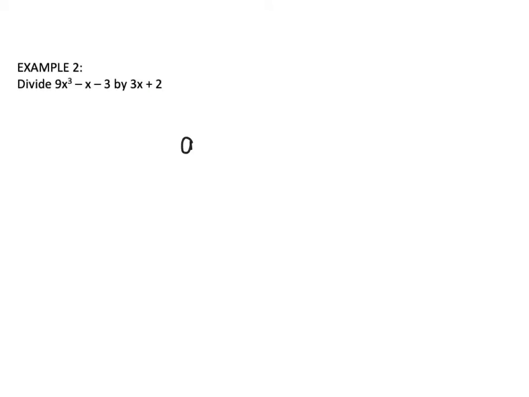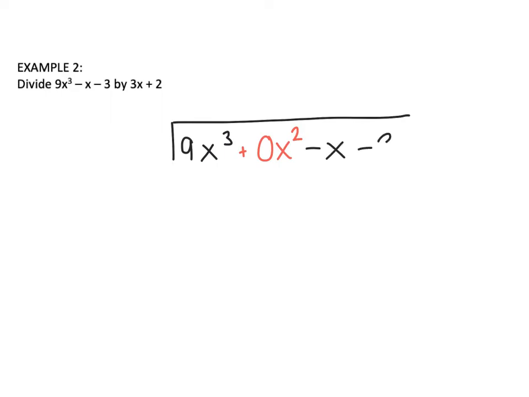In our second example, we are just told to divide. We are not told to factor completely. So perhaps this goes in evenly, or perhaps it's going to have a remainder. Now here's what I noticed, that in this one, I'm missing an x squared term. So I'm going to just put this placeholder of plus 0x squared, and then I have minus x minus 3, and I put my divisor out front here, the 3x plus 2.